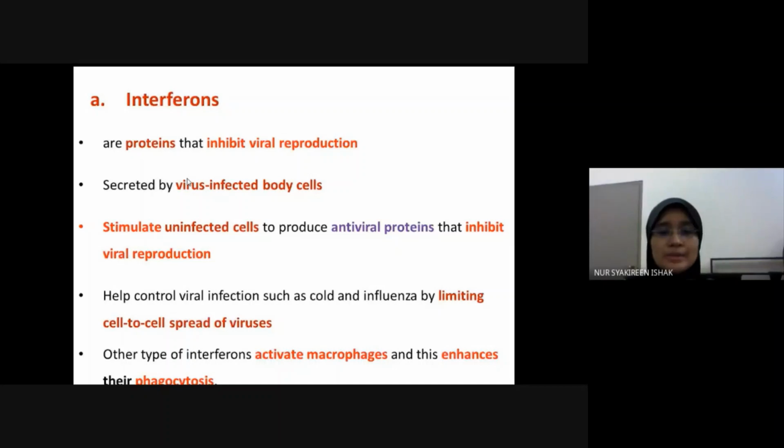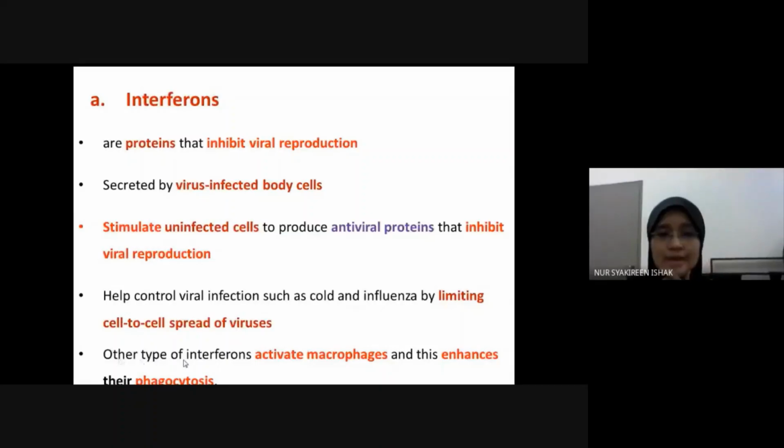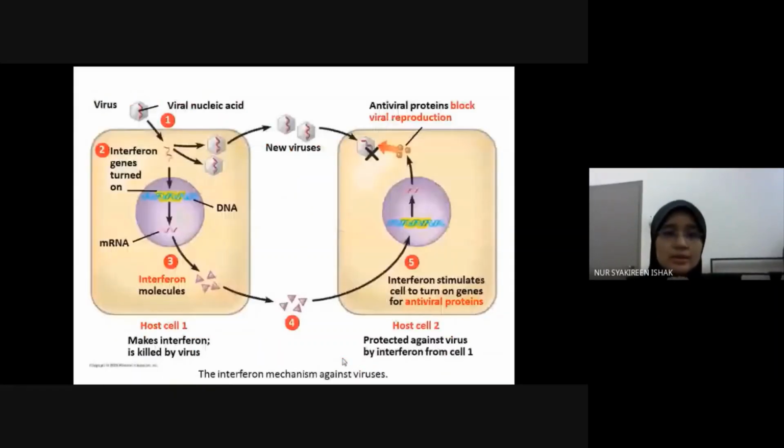Okay, so stimulate uninfected cells to produce antiviral proteins that inhibit viral reproduction. So maksudnya kat sini, sel-sel yang sihat akan hasilkan antiviral protein. Okay, so what is the function of antiviral protein? It is to limit cell-to-cell spread of viruses. Okay. Other types of interferons activate macrophage and this enhances their phagocytosis. Okay, so it enhances the phagocytosis carried out by macrophage.